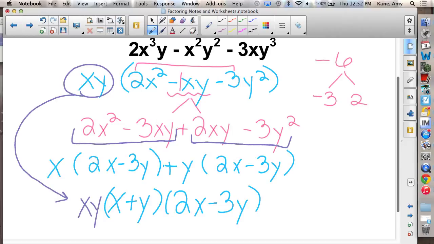So homework is in your packet. It's just the next page, and it's, as I said, a mix of all the factoring problems that you could possibly see. The other homework is a finding errors worksheet, and that's due on Monday. I'm going to collect that from you.